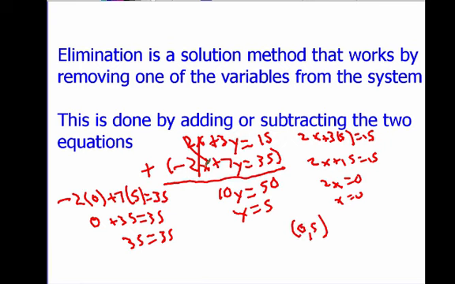So all elimination is adding or subtracting two equations to cancel one of the variables out, solving for the other one, and then plugging that back into one of the equations to figure out the other variable. So here's our procedure.